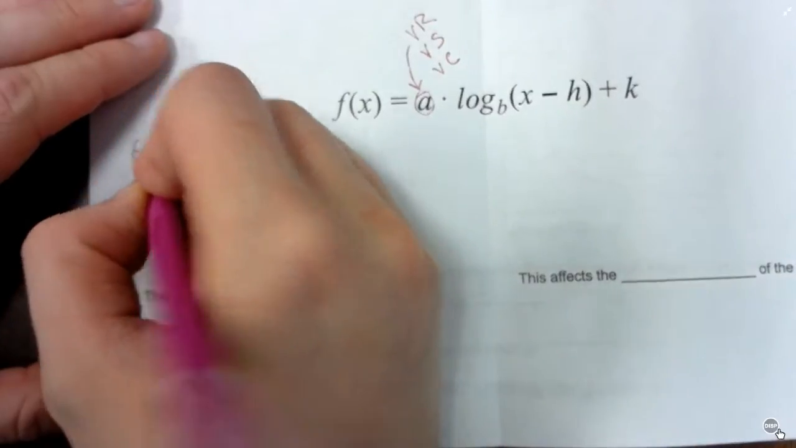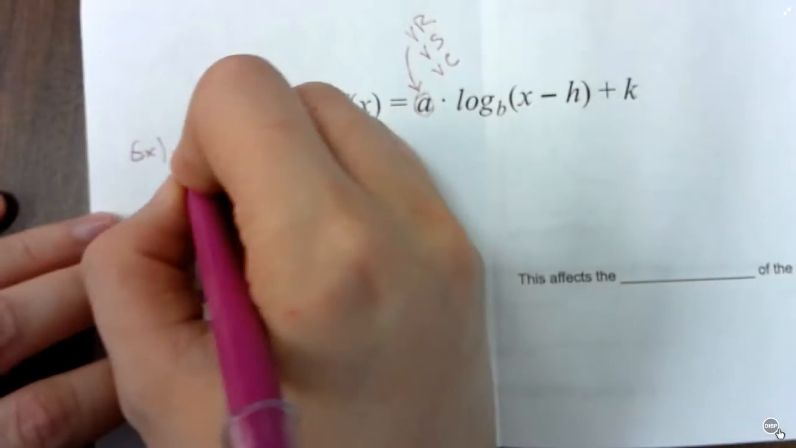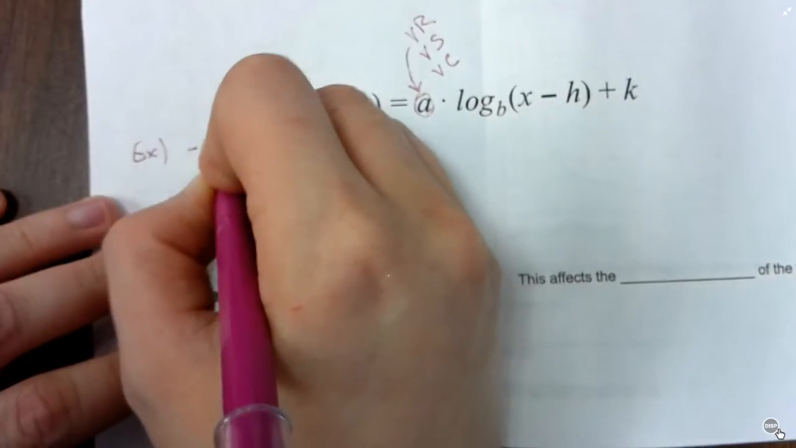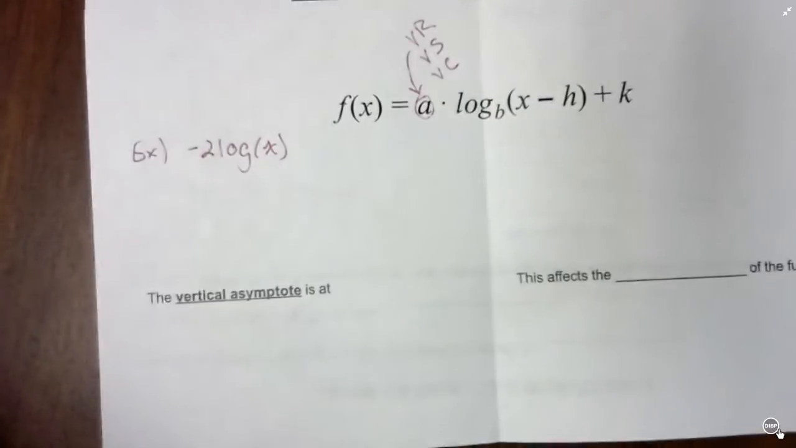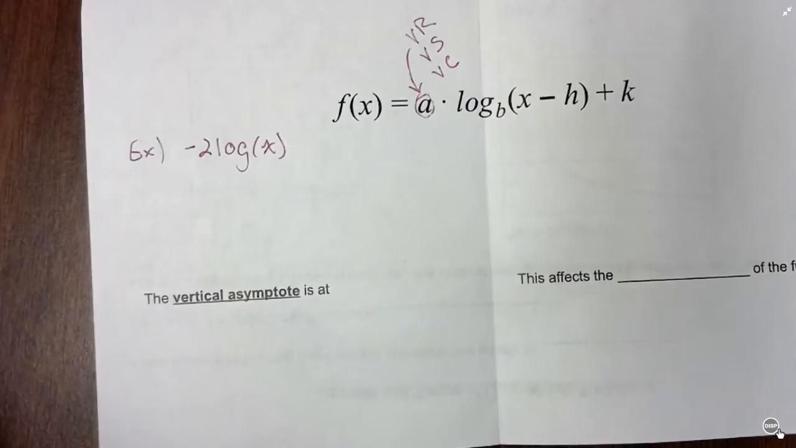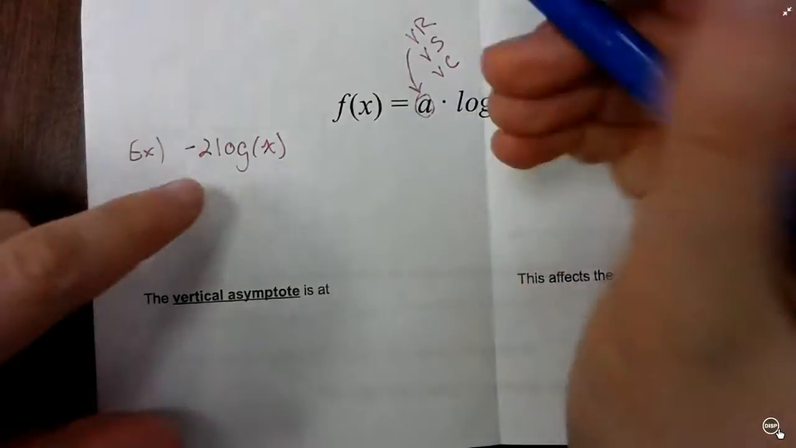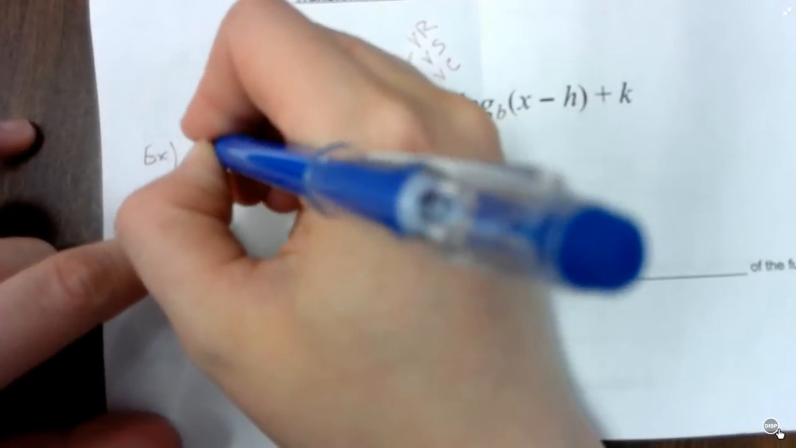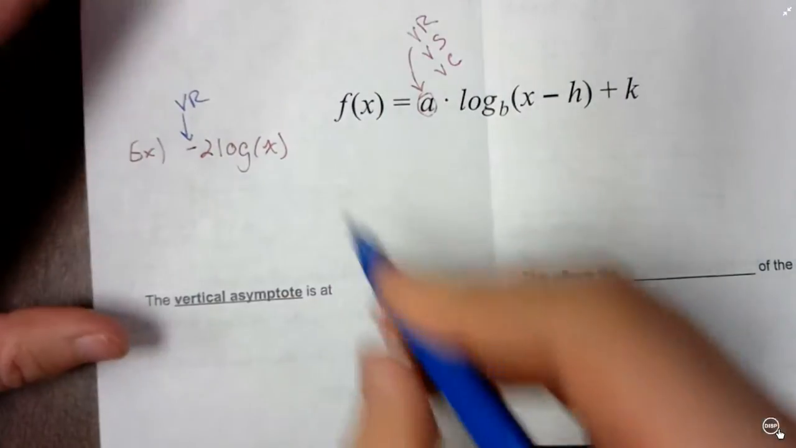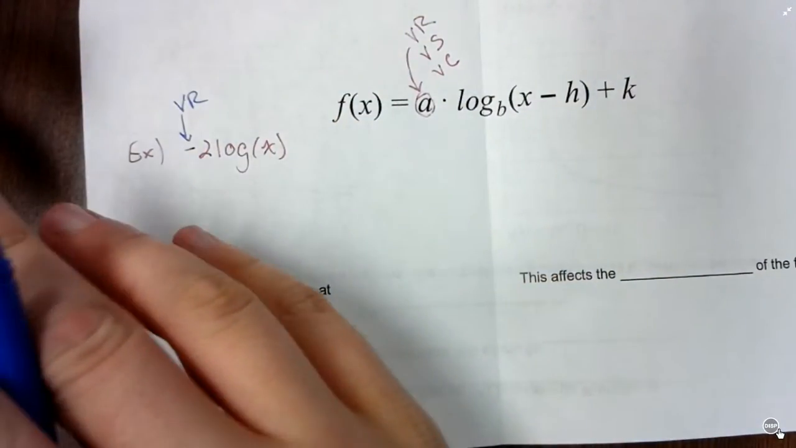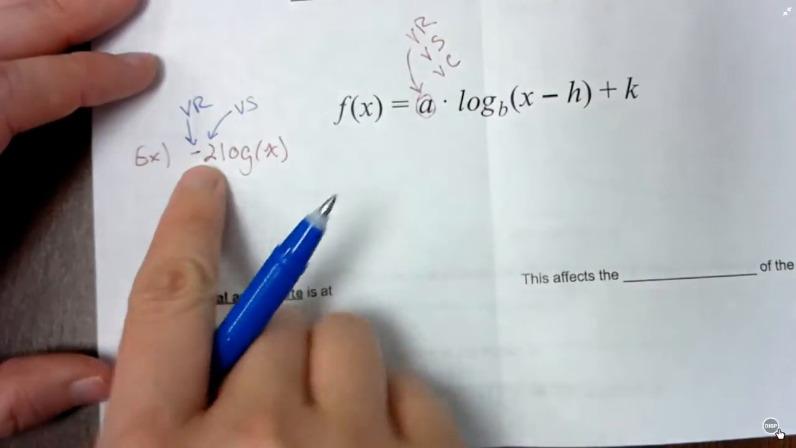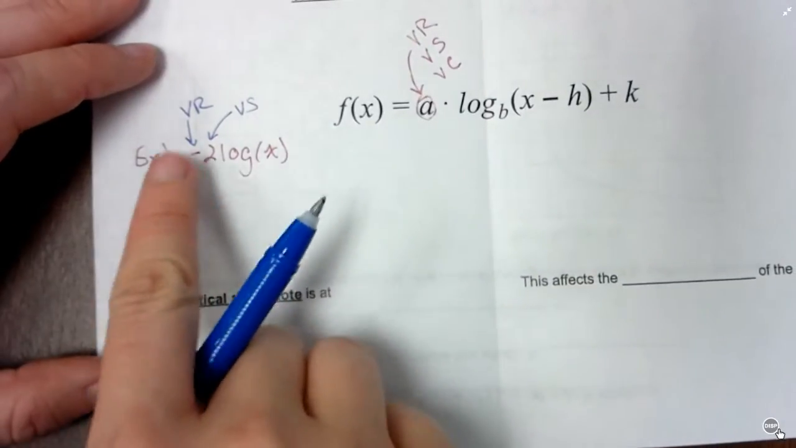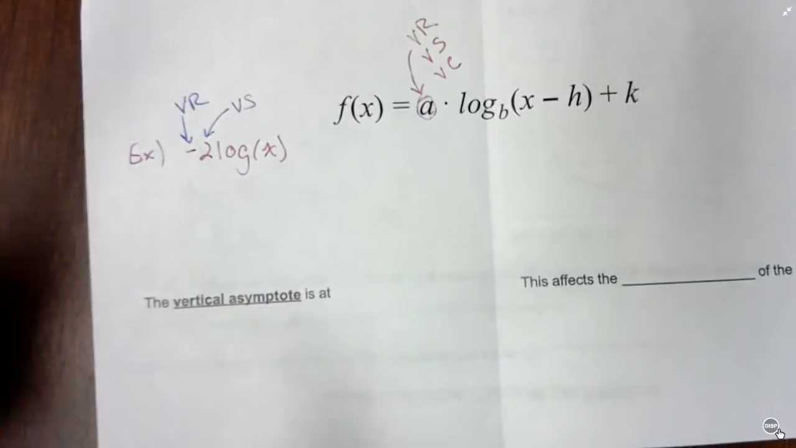So for example, let's say our a value is -2. So I have -2 log of x, let's just say, is my function. In this case, since I've got a negative sign, that's going to be a vertical reflection. But notice the 2, since it is greater than 1, is also going to be a vertical stretch. So if you have a negative number sitting in front of your log, you may have 2 transformations going on here. So just kind of keep that in mind.